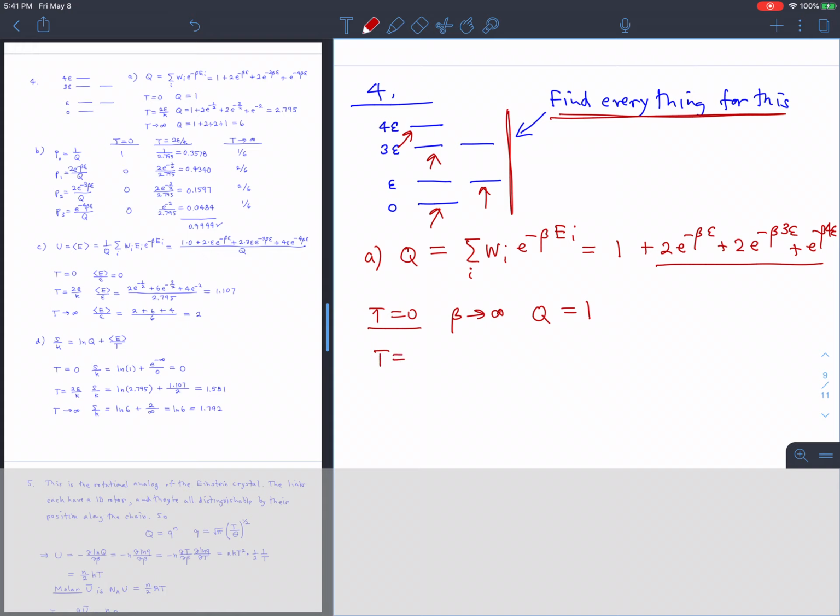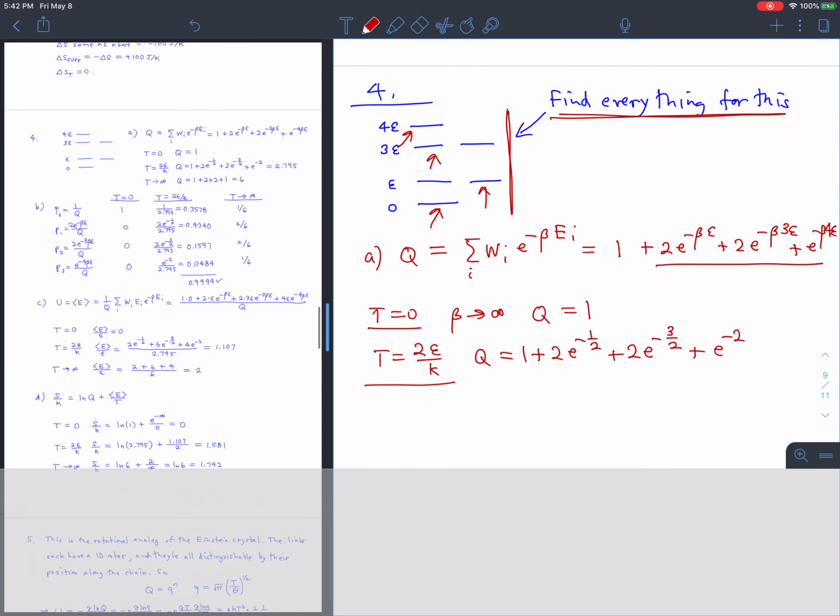At T equals 2 epsilon over k, rather than epsilon over k, and as before, q becomes 1 plus 2 e to the minus 1/2 plus 2 e to the minus 3/2 plus e to the minus 2. And that requires a calculation. Let's see what the answer is over here. It's 2.795.